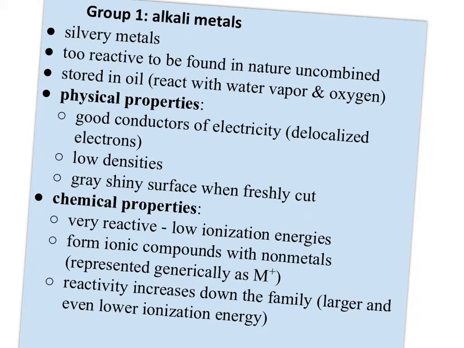in contact with them. Chemical properties, they're very reactive because of their low ionization energies. They're going to form ionic compounds with nonmetals, and so we generically represent this group as M+1 since it's going to lose that 1 electron to become stable. And the reactivity will increase down the family because they get even larger, so they have even lower ionization energies as you move down towards cesium and francium.